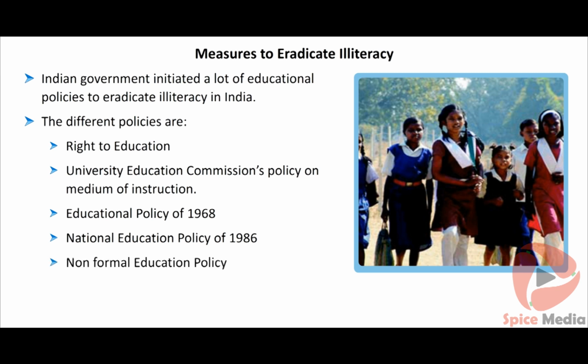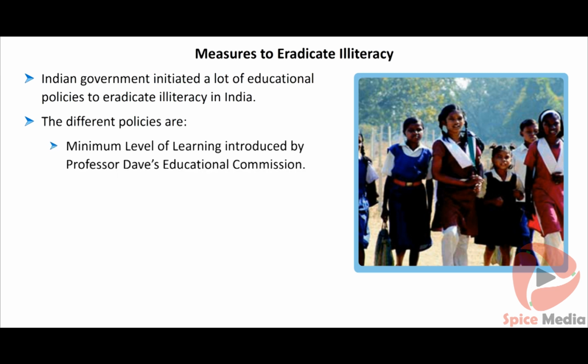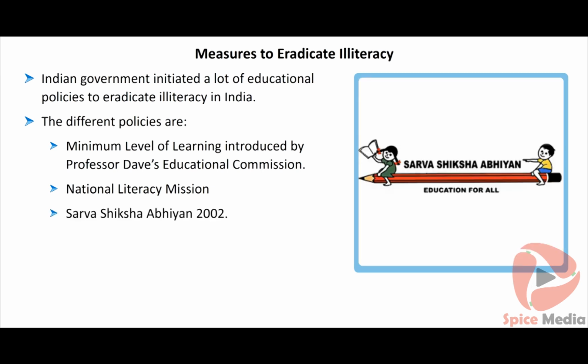Non-formal education policy was implemented to reduce the rate of dropouts. The National Education Policy of 1992 introduced Operation Blackboard to provide basic facilities in schools. Minimum Levels of Learning was introduced by Professor Dave's Educational Commission in order to enhance primary education. The National Literacy Mission enhanced adult education. Sarva Shiksha Abhiyan 2002 was implemented with the goal of universalization of elementary education.